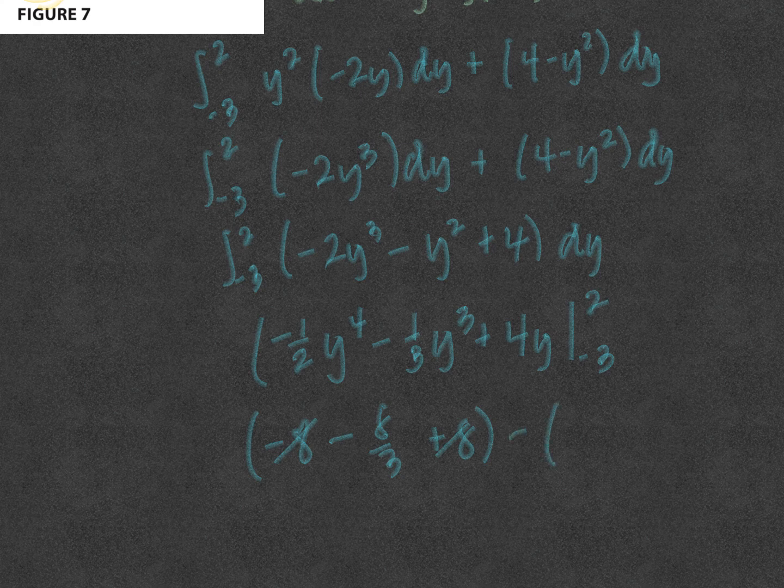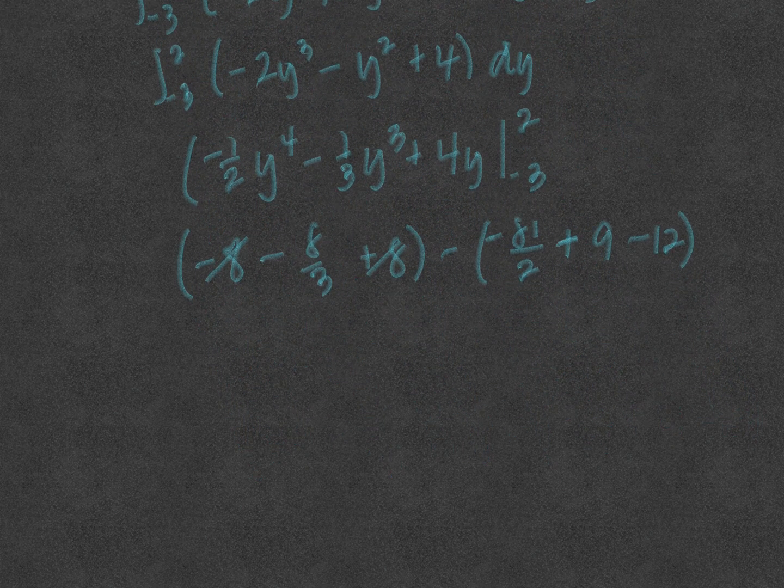minus 3 to the fourth is 81, so we have -81 over 2, minus 3 to the third is 27, divided by 3 is 9, but two negatives make a positive, and minus 12. So now we have -8/3 here, and we have plus 81 over 2. And 9 minus 12 makes a -3, but there's a minus out there, so that becomes a plus 3.